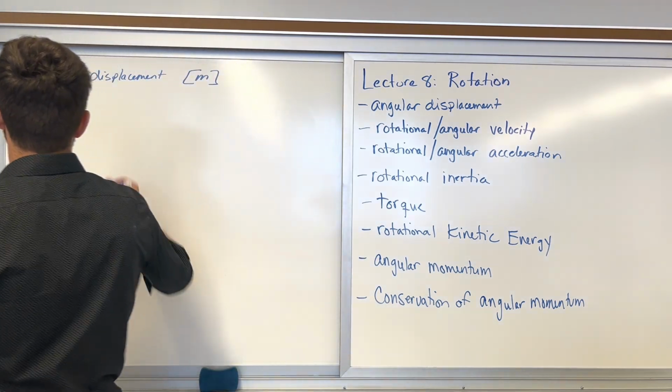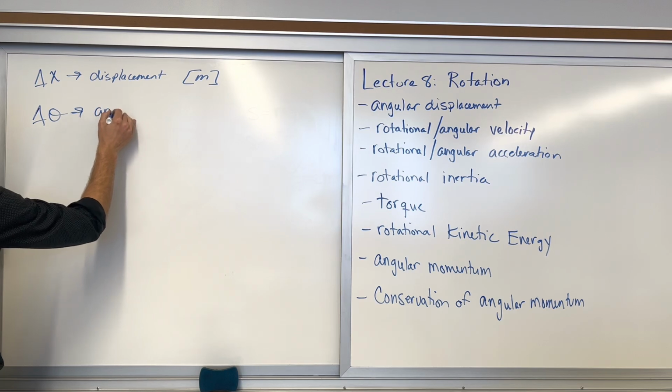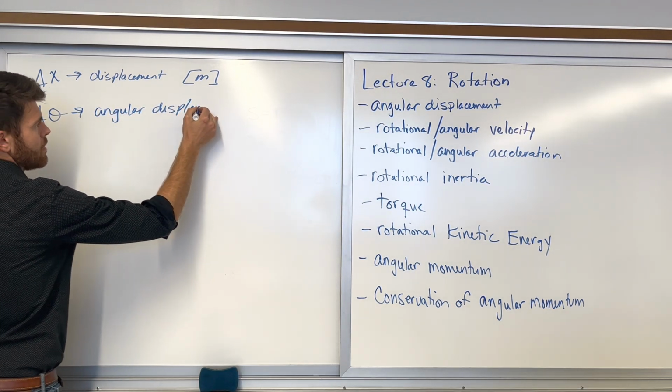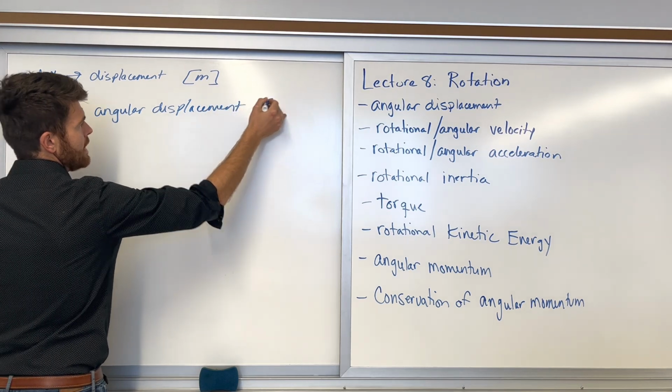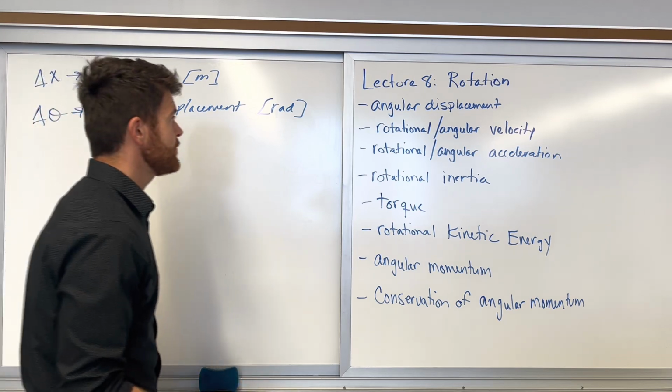Okay, so delta theta is what we call angular displacement, and it's measured in units of radians. Okay, now we know what a radian is too.